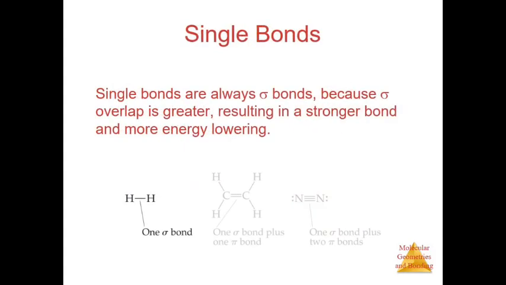Single bonds, to keep it simple, are always sigma bonds. Single bonds are always sigma bonds because the sigma overlap is greater, resulting in a stronger bond and more energy lowering. So definitely make sure you get this. Single bonds are always sigma.